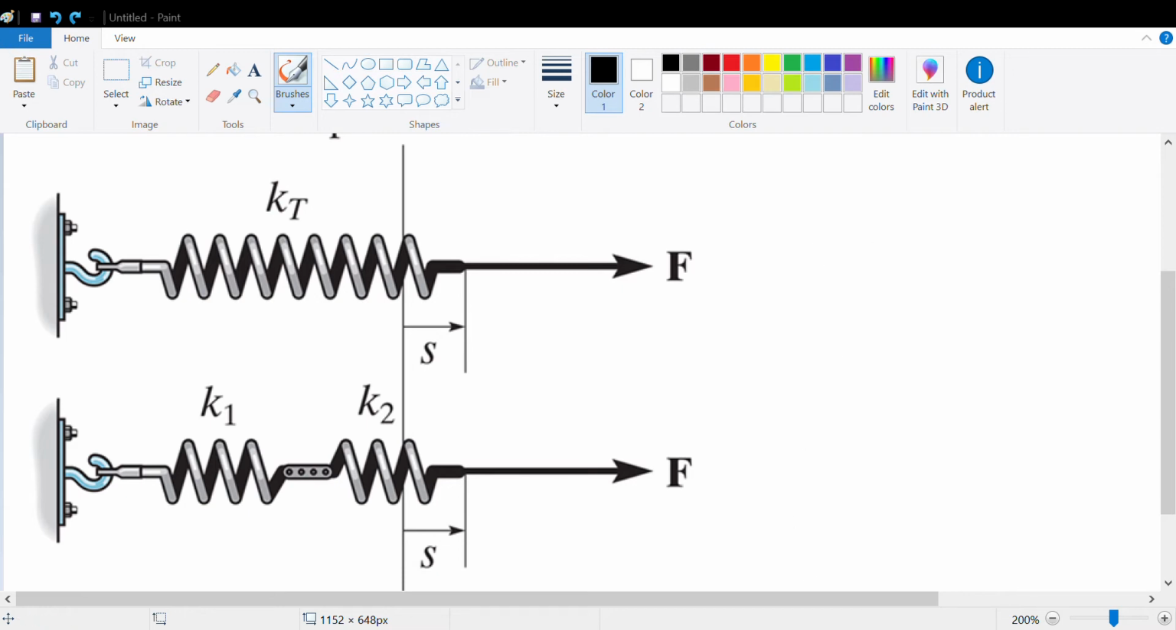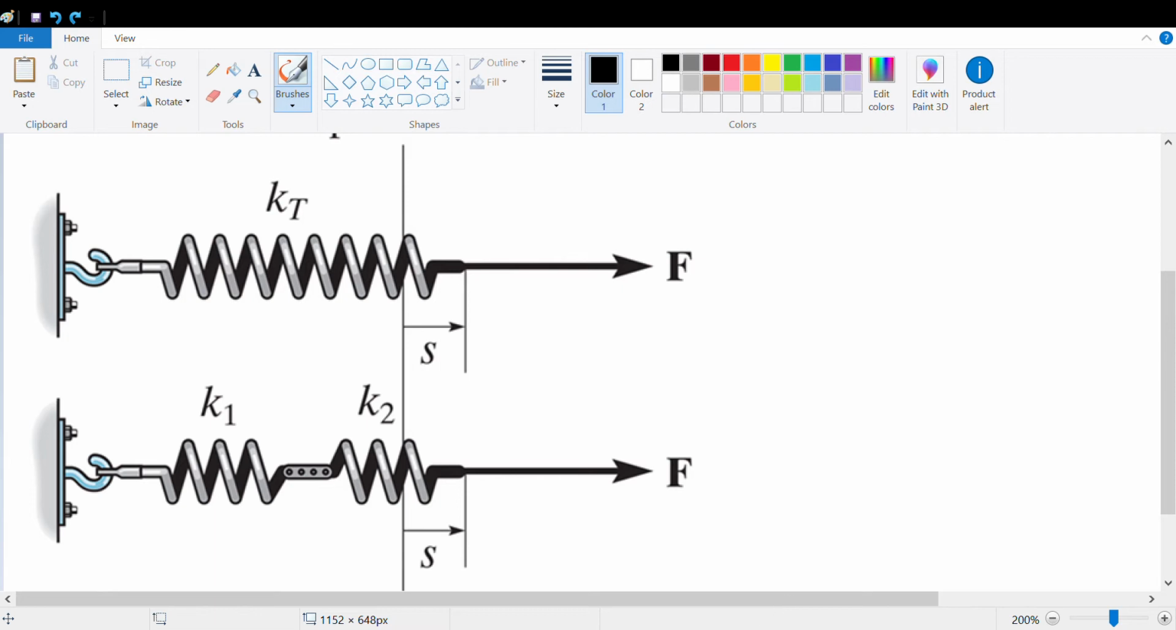The first problem was asking you to determine the stiffness Kt of a single spring such that the force F will stretch it by the same amount as it does for two springs in series. So I was asking you to express Kt in terms of the stiffness K1 and K2 of two springs.